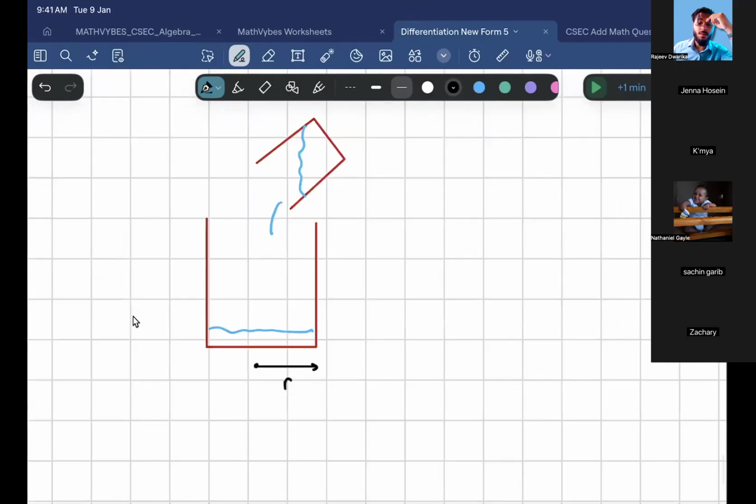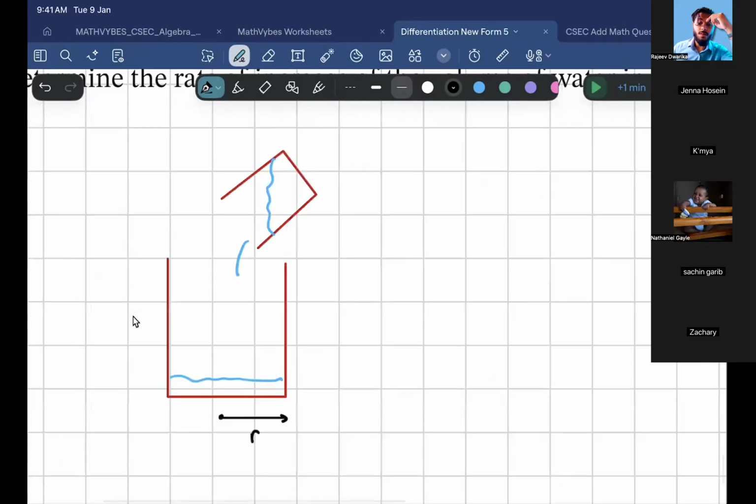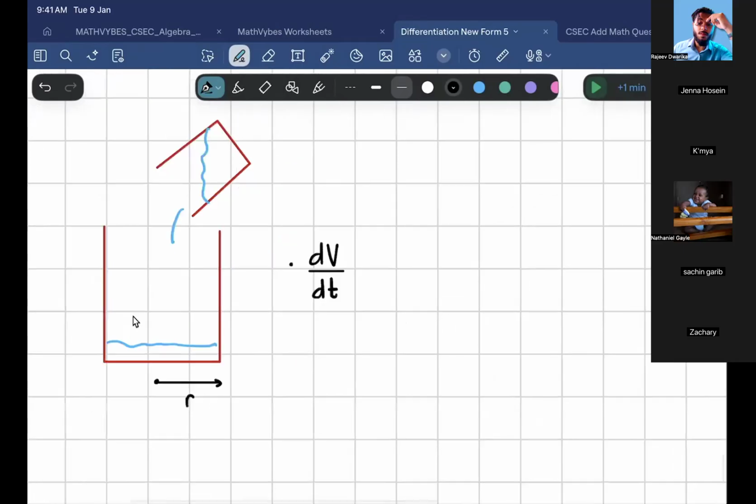Right, next thing, Jenna. As time passes by, what's going to increase? The volume. So the volume changes with respect to time. So put that: the first rate of change is dV/dt. What's another rate of change you could see?